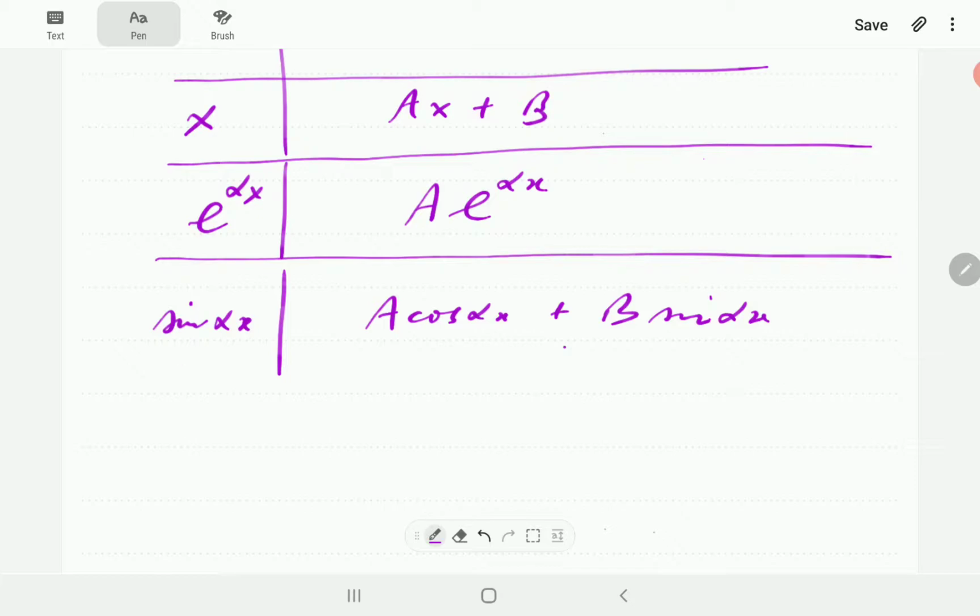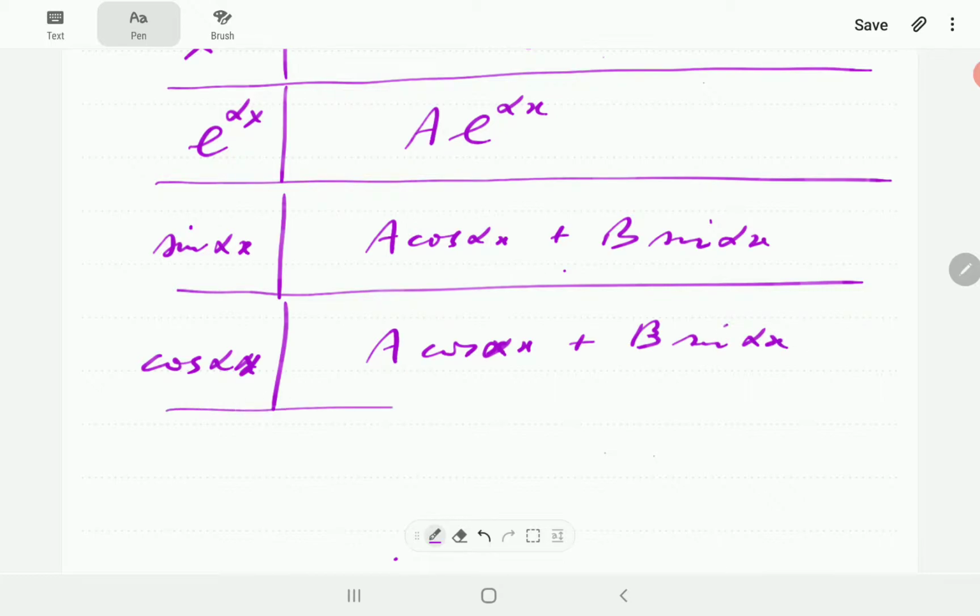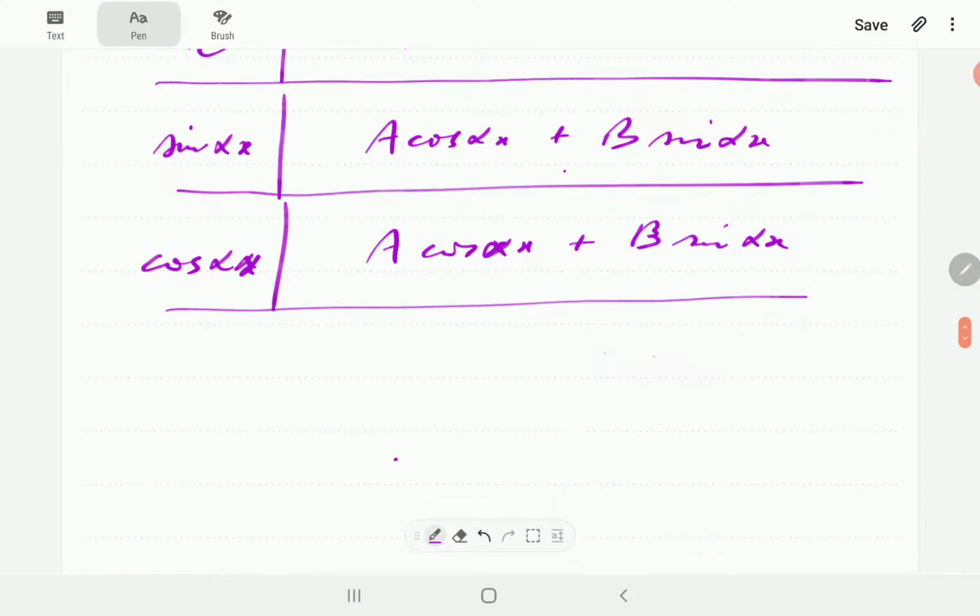So if f is just sine or cosine of alpha x, then we always include both of these. The reason is because when you differentiate each of these, you get the other one. So even if this is just cosine alpha x, then we assume the same form, a cosine alpha x plus b sine alpha x, for our yp.